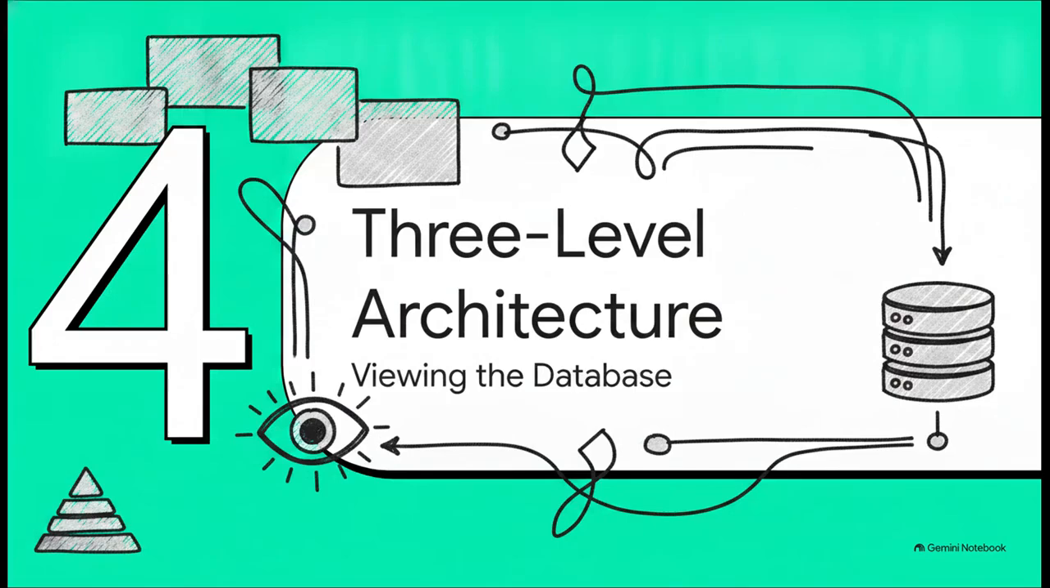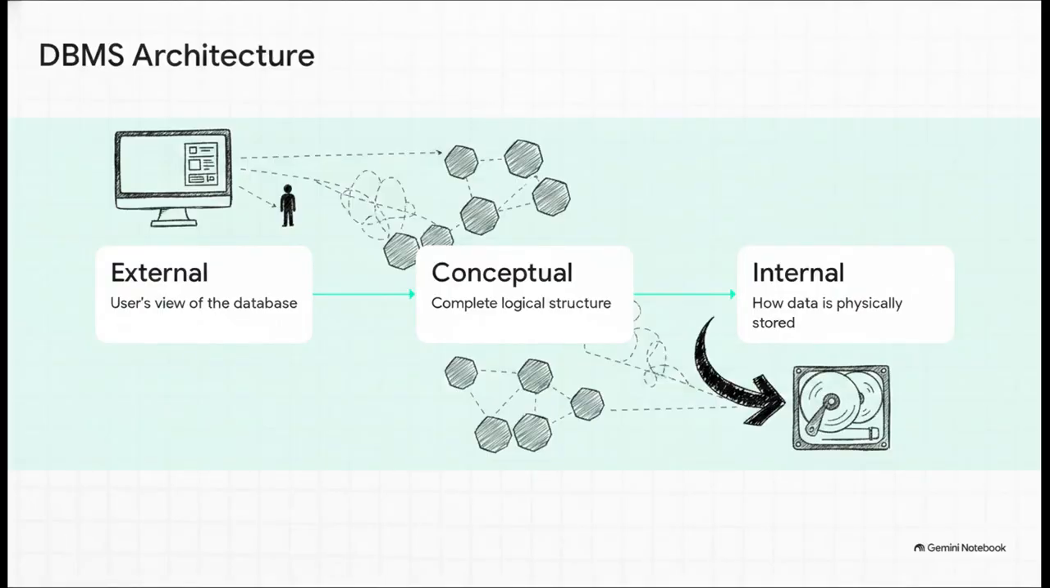Which brings us to our final stop, section 4, the 3-level architecture. We can actually break down how a single database is viewed into 3 distinct steps. Moving from the outside user interface all the way down to the physical hard drive, we have the external level, the conceptual level, and the internal level.